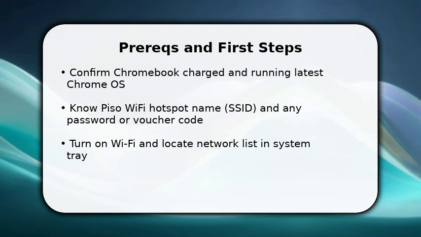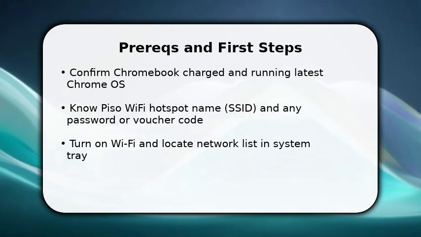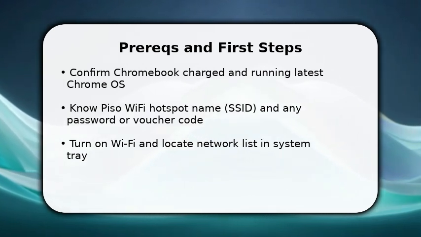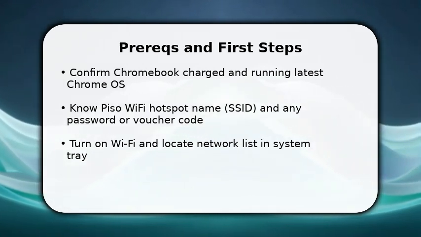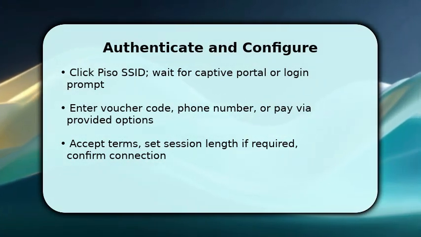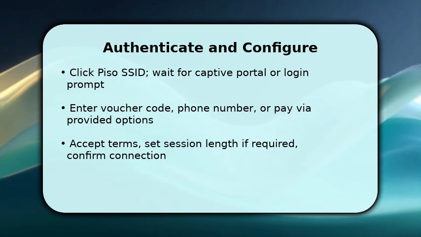This first action triggers any captive portal or login flow the hotspot uses, so be ready to enter credentials immediately. Once connected to the Piso SSID, your Chromebook often opens a captive portal automatically. If it does not, open Chrome and try browsing to force it.